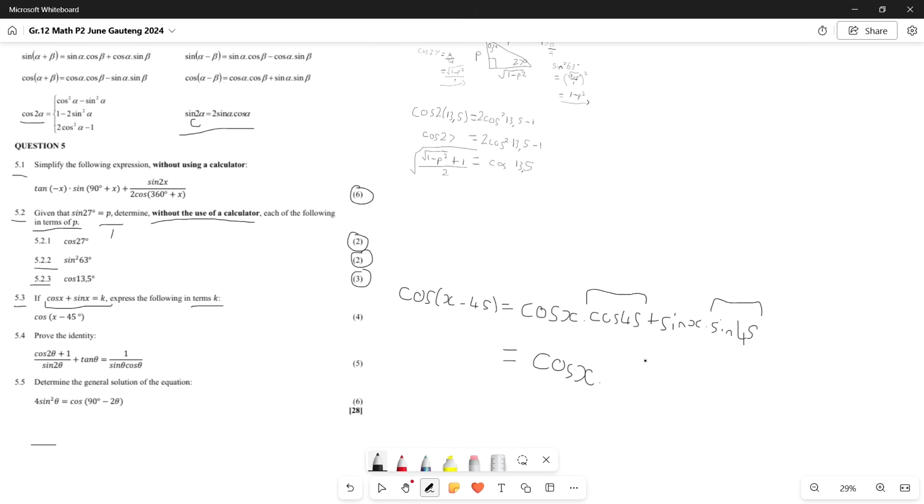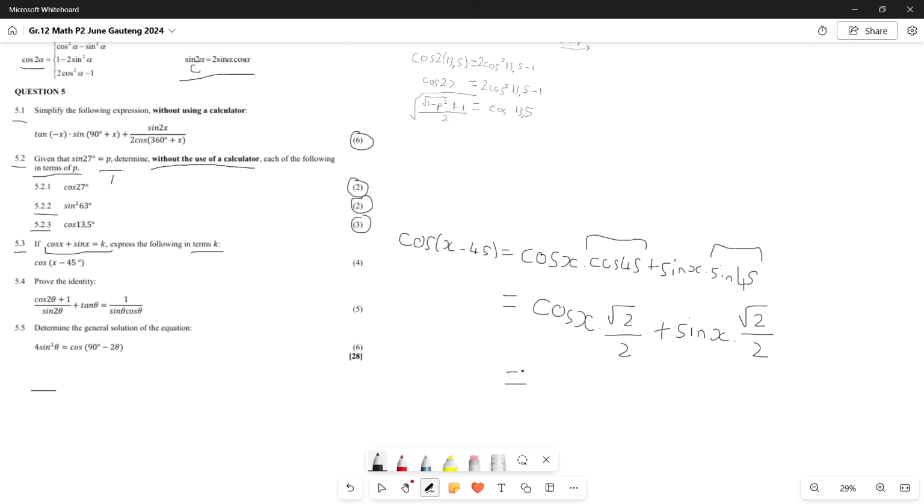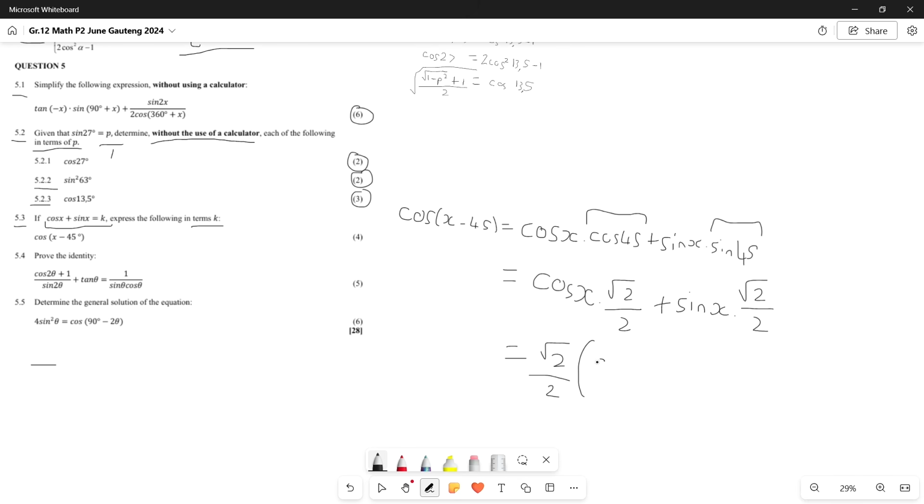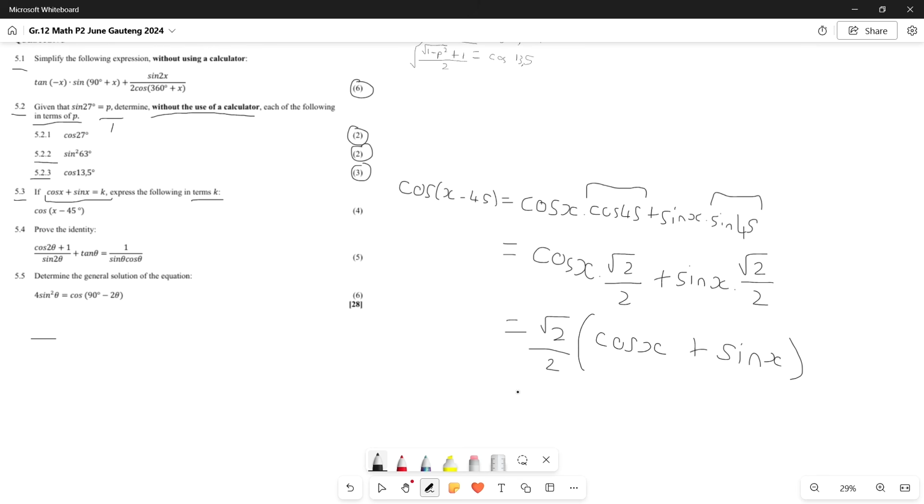For cos x, we keep it the same, but cos 45 is square root of 2 over 2, and then we write plus sin x over here, and sin 45 is also square root of 2 over 2. A very important thing for trig is always looking for some sort of factorizing, because as we can see on this side of our plus sign and on this side of our plus sign, we have square root 2 over 2, and that is common, so we can take that out, which leaves us with a cos x on the left side plus a sin x on the right side.